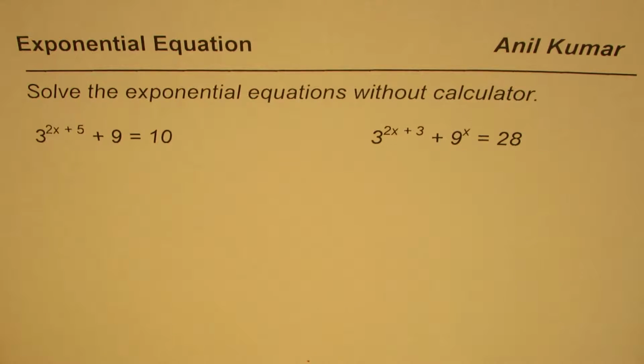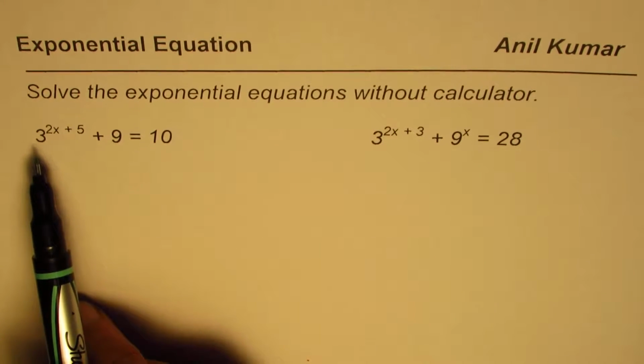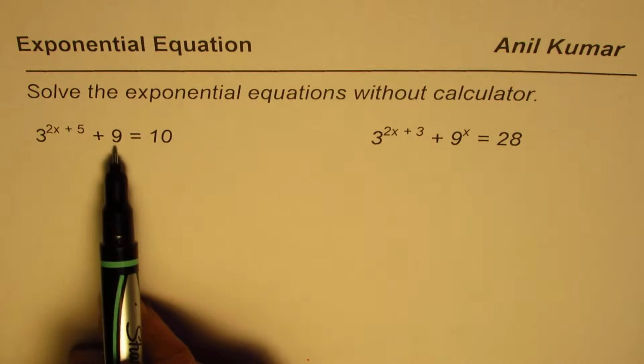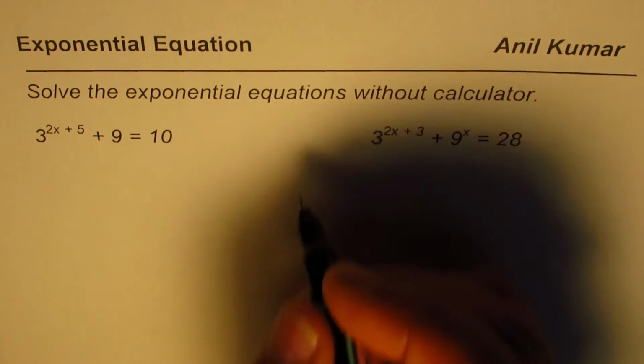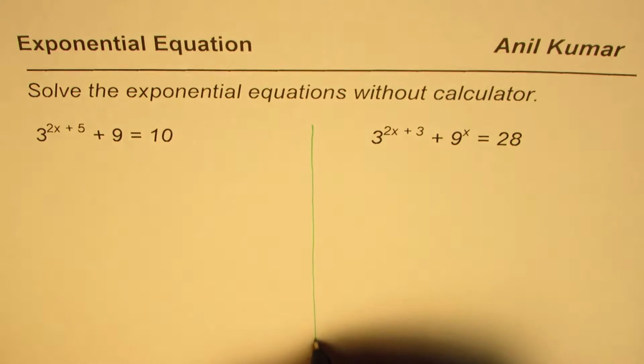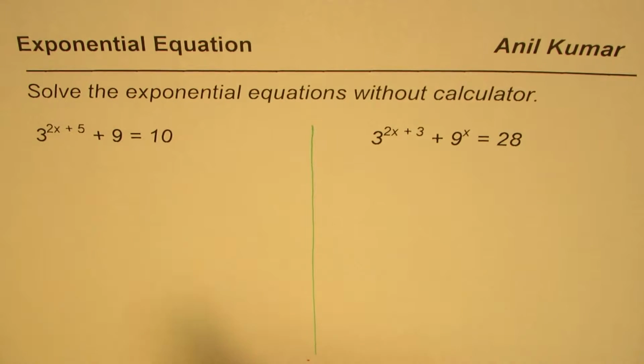Okay, so the question here is 3 to the power of 2x plus 5 plus 9 equals 10. That's my first equation. And when we say solve, that really means find the value of x, correct? The second one is 3 to the power of 2x plus 3 plus 9 to the power of x, this time equals 28. So we have two equations, two varieties of solutions to follow, correct?